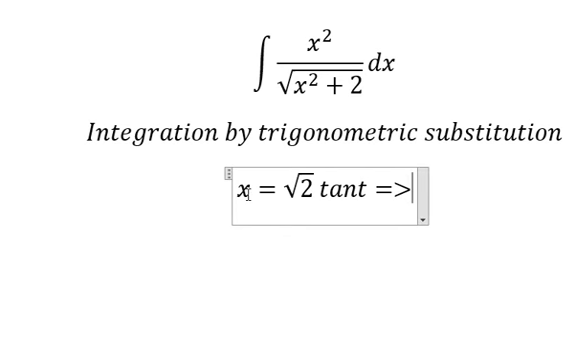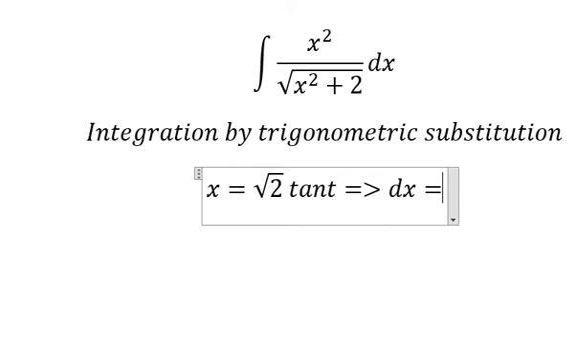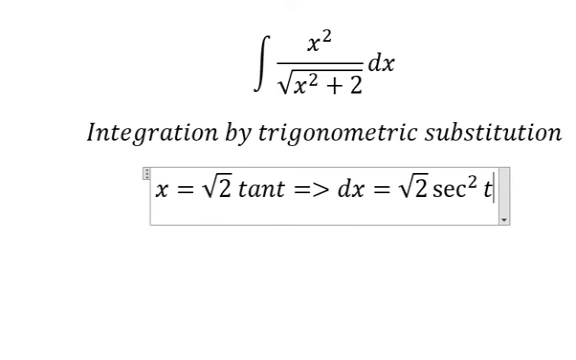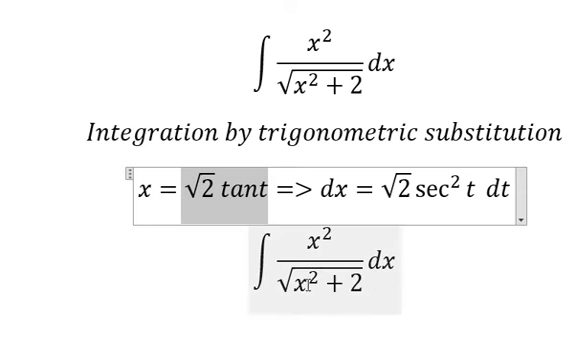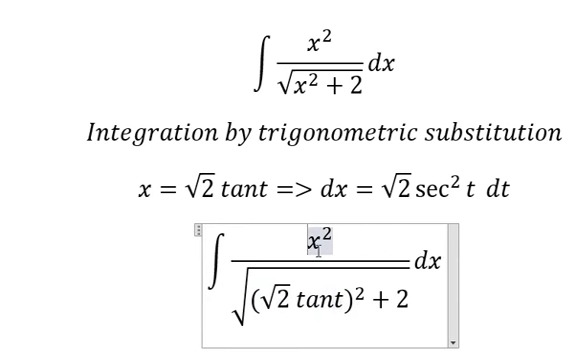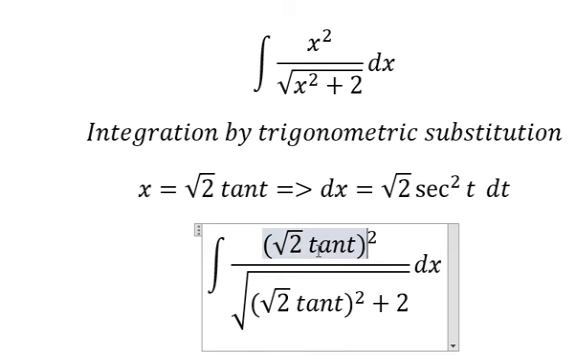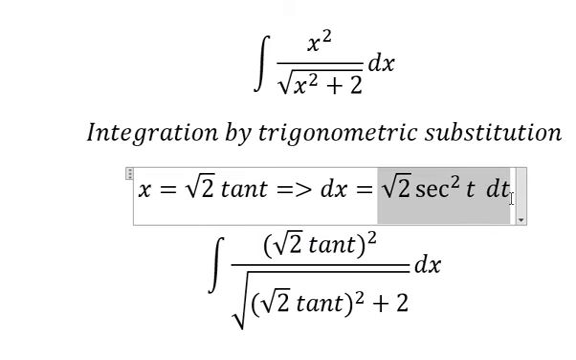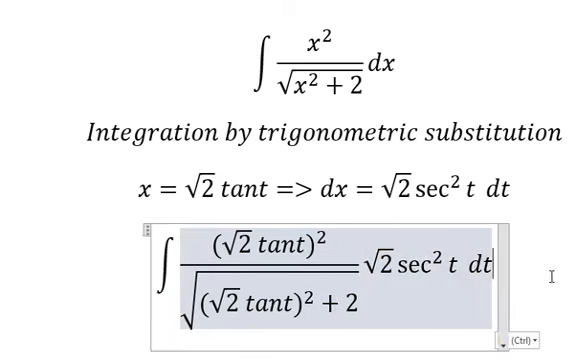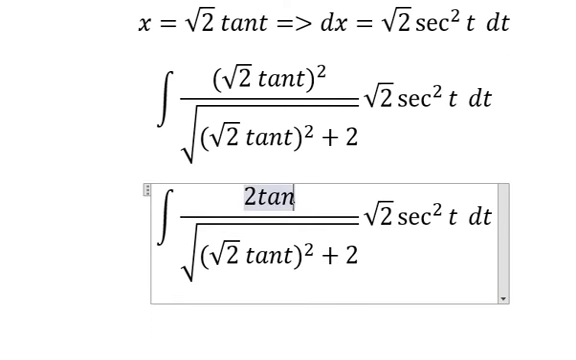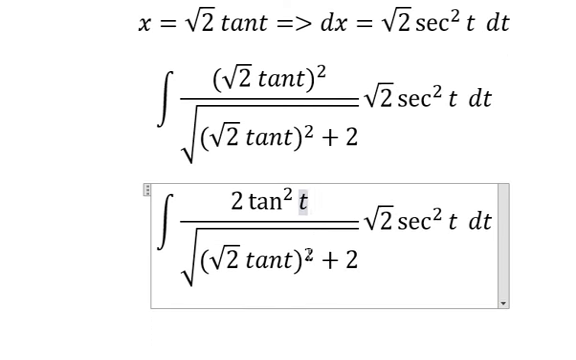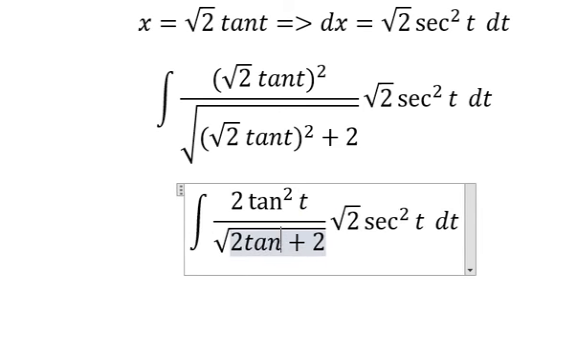Now we need to do the first derivative for both sides, and you get dx equals the square root of 2 secant squared t dt. So I will put this in here and here. The x we change by this one. This one we have 2 tan squared t. This one we have 2 tan squared t.